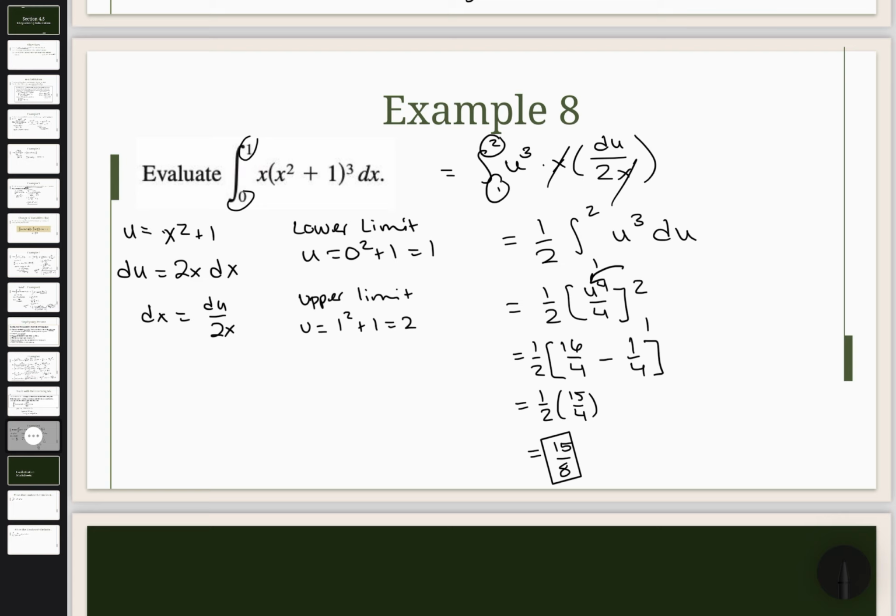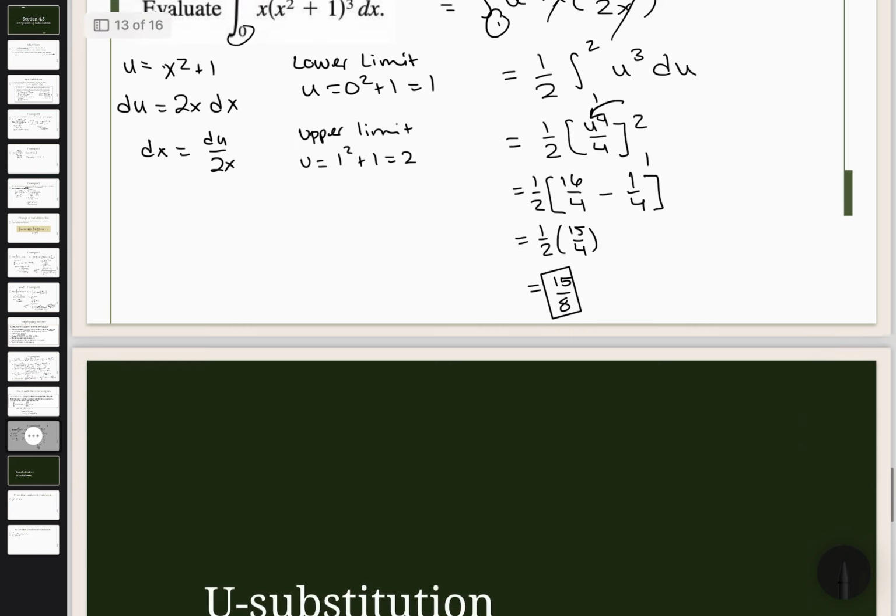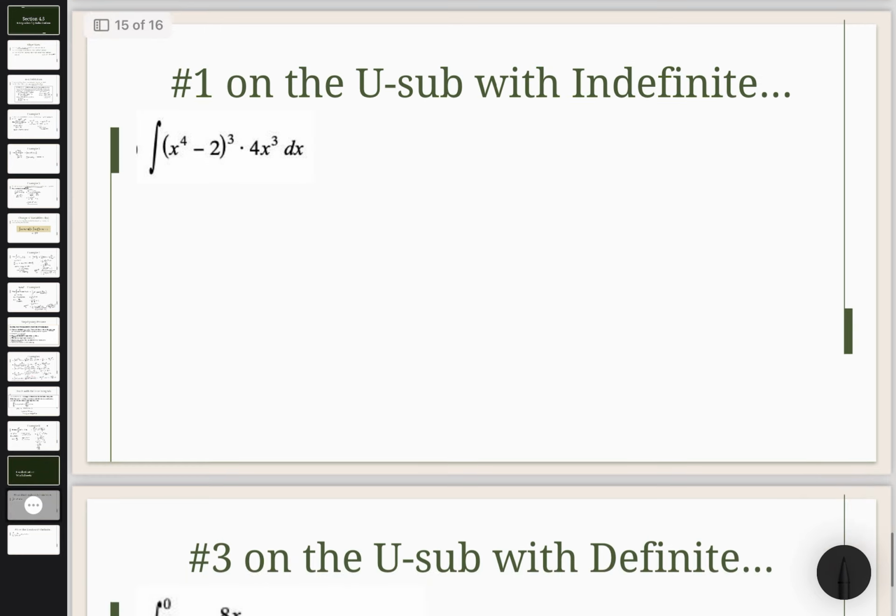All right, folks, you have a couple of worksheets. You'll be using processes very similar to these. I want you to try them out, see how well you can do. This is an example. This is number 1 on that u sub with indefinite. So just taking a peek here, what would you set equal to u, just to kind of get you started? I would probably want to set that inside function here, x to the 4th minus 2, equal to u.